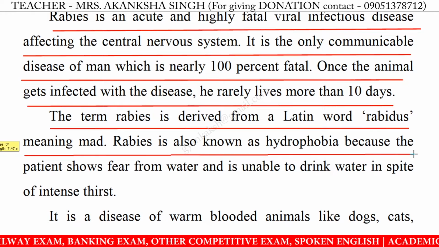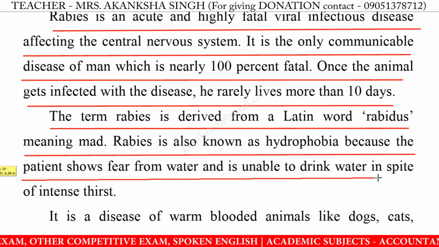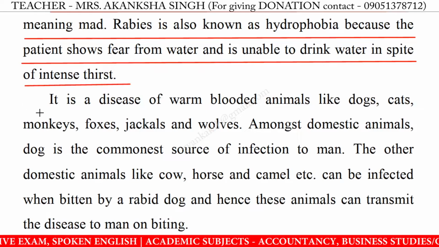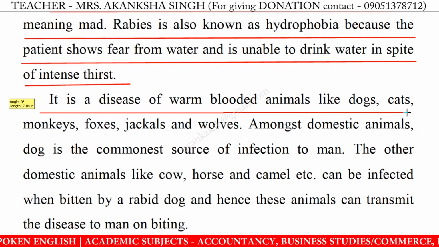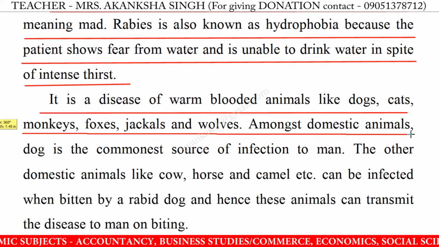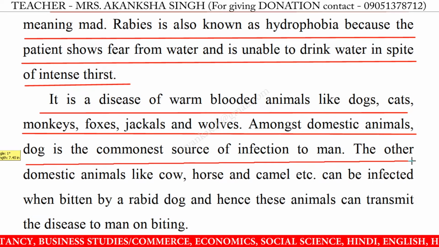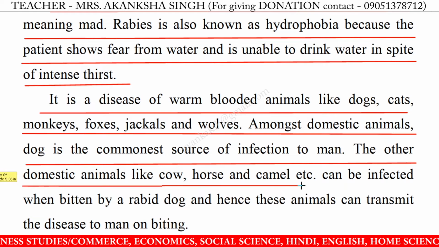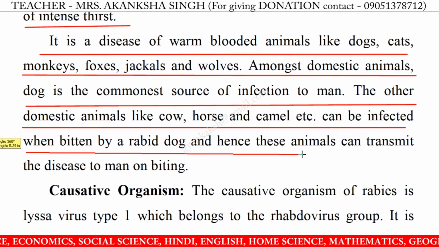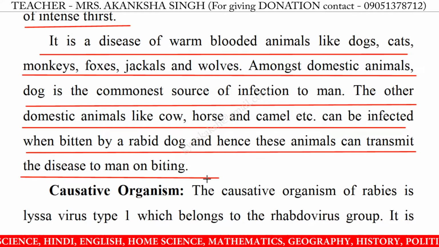Rabies is also known as hydrophobia because the patient shows fear of water and is unable to drink water in spite of intense thirst. It is a disease of warm-blooded animals like dogs, cats, monkeys, foxes, jackals, and wolves. Amongst domestic animals, dog is the commonest source of infection to man. The other domestic animals like cow, horse, and camel, etc., can be infected when bitten by a rabid dog, and hence these animals can transmit the disease to man on biting.